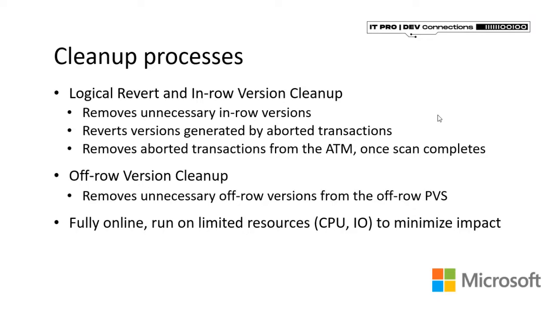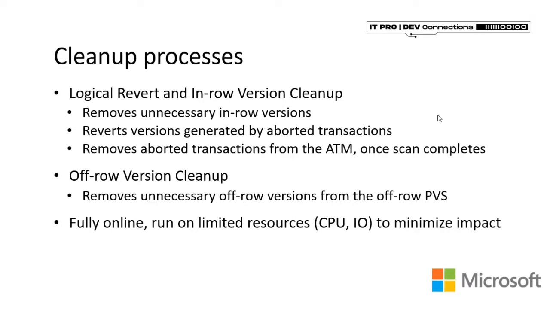There is the logical revert or an in-row cleanup that just visits all the rows in the data tables, your normal tables. So it will find any in-row versions that are no longer needed, remove them. If there are any versions by aborted transaction, it will perform the logical revert process we discussed a bit earlier. And the goal is to effectively remove all of these versions so that we can even remove the aborted transactions from the aborted transaction map, right? So we clean up the whole database. We do 1 pass to clean up the whole database and remove any transactions from the aborted transaction map.